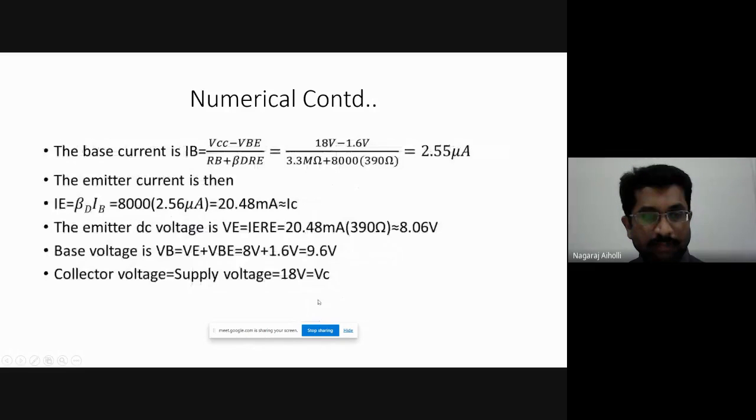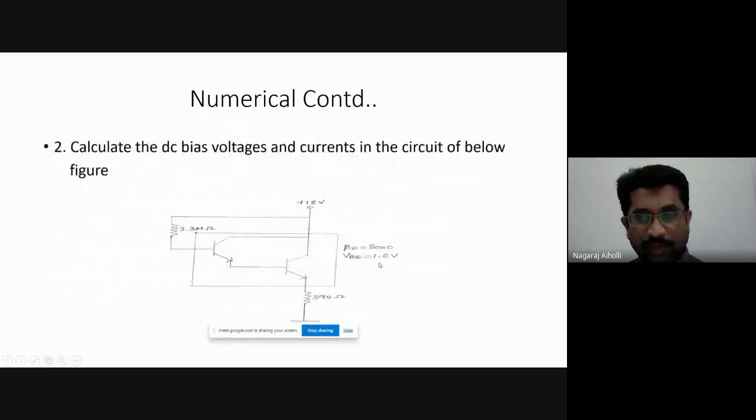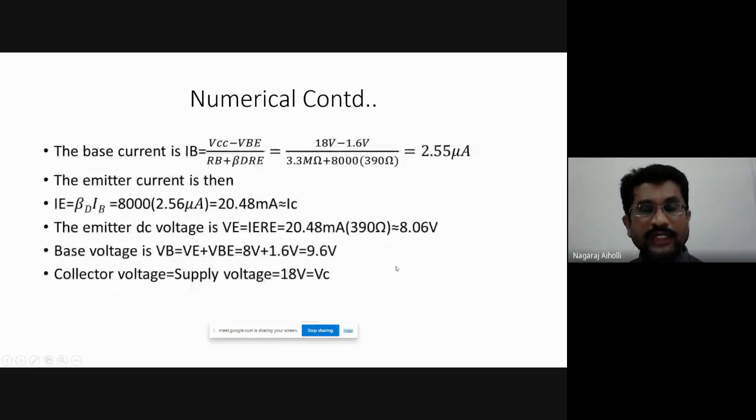VB is equal to VE plus VBE. VE we have calculated just now, it is approximately 8.06 volts, or 8 volts, plus VBE. VBE they have given, it is 1.6 volts. So approximately it comes to 9.6 volts. Fine, so we have calculated the base voltage.